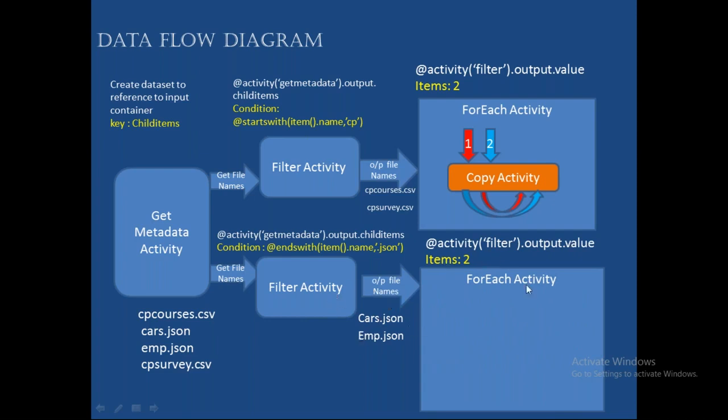These 2 files you will pass to the for each. For each receives 2 items now. So here I will use the copy activity again. First I will pass the first item, and it will copy. Second, I will pass the second item, that is nothing but emp.json. I will copy that file as well.